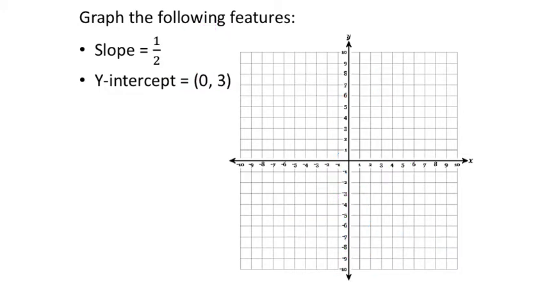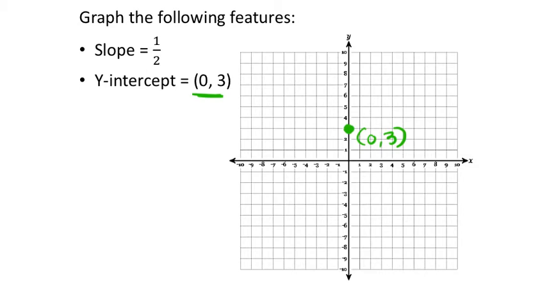Okay, slope equals 1/2 and our y-intercept at 0, 3. So let's get that y-intercept on the graph. Okay, so from the origin, I'm going to go up 3. 1, 2, 3. Boom, I found it. So this is the ordered pair 0, 3. Then my slope is positive.